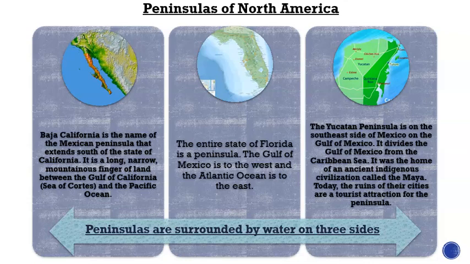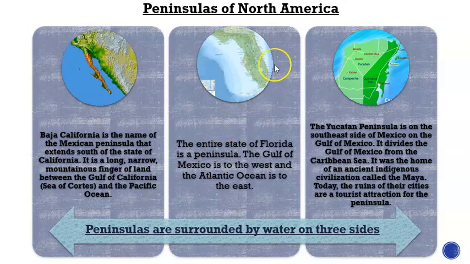Next, we'll discuss the peninsulas of North America. There are three, and they're pictured here. The first being Baja California. It's the name of the Mexican peninsula that extends south of the state of California. It's a long, narrow, mountainous finger of land between the Gulf of California, also known as the Sea of Cortez, which would be right in here, and the Pacific Ocean. Again, a peninsula is a piece of land that is surrounded by water on three sides.